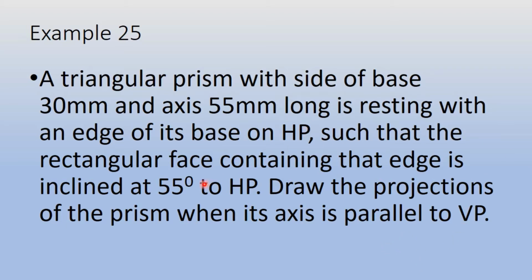So here in this question, the important thing to note is that it is inclined at 55 degree to HP. But before that, you also need to see that the rectangular face is inclined. So here the prism is resting on its edge on HP, and also the rectangular face which possesses that edge is inclined at 55 degree to HP. So this is a simple case of a triangular prism inclined to HP and the axis is parallel to VP. So we will see how to first imagine this.